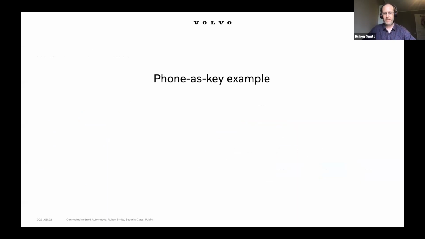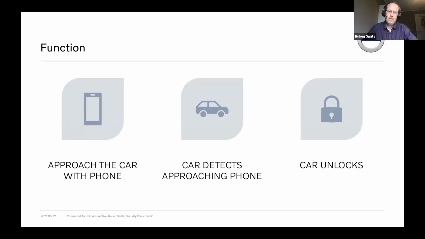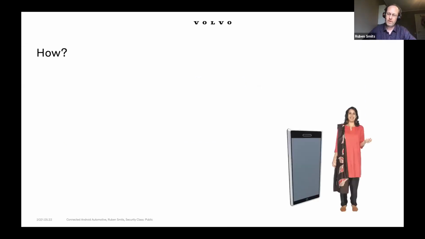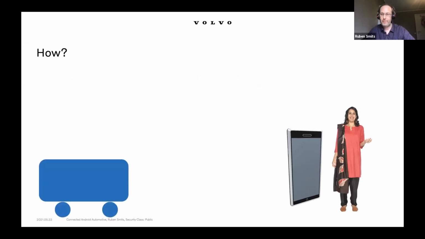Okay, then we have a third example where we have phone as a key. Phone as a key is a quite new function. The function works as follows. You have your phone with you, you approach the car with the phone, then the car detects that the phone is approaching, and then the car unlocks. Now these are very simple steps, but in reality it's much more complicated. So we have a person, has a phone, and we have a car, very simplified.